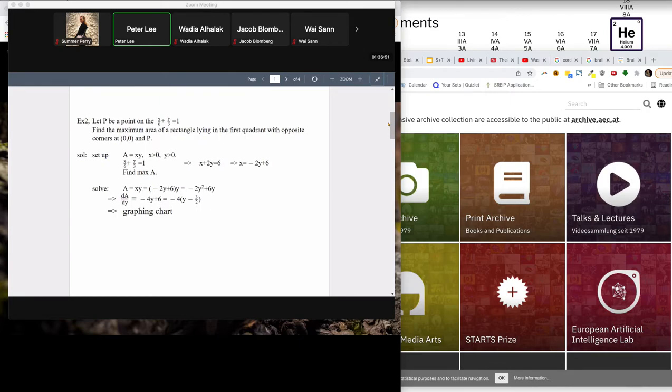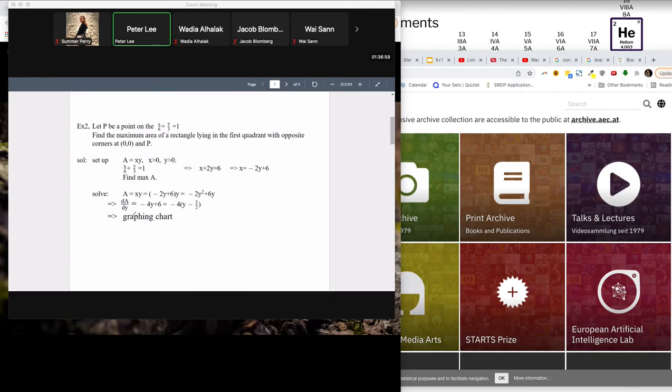So now let's look at example 2. What is going on here? Example 2: let P be a point on the line x over 6 plus y. Let me figure out what this is. If you look at the solution file, I never drew a diagram. This diagram is kind of hard to draw, and second, I didn't do the graphing chart. The graphing chart is required. So now let's figure out what's going on here.